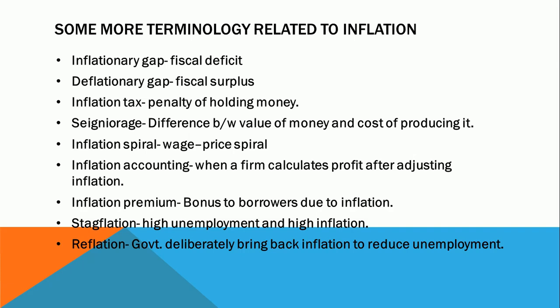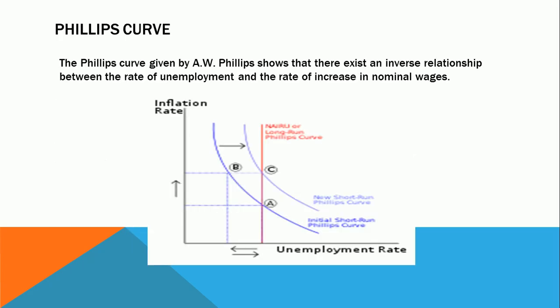Stagflation. Stagflation is generally a situation with high unemployment and high inflation. This kind of situation is known as stagflation. Reflation. When government deliberately brings back inflation to reduce unemployment. To explain why government wants to bring back inflation and how inflation is related to unemployment, let me explain the Phillips curve. The Phillips curve given by A.W. Phillips shows that there exists an inverse relationship between the rate of unemployment and the rate of increase in nominal wages.